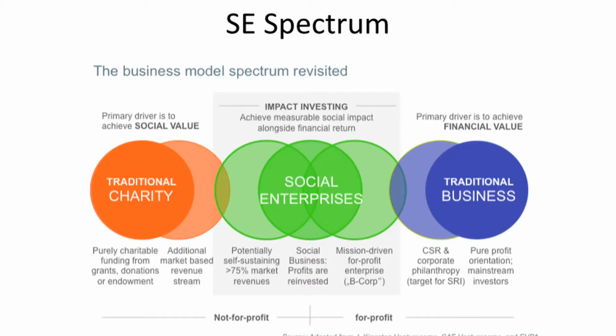Just a couple more slides to talk about business models. Remember there's a continuum, and they're overlapping, so they're not distinct boxes. You're moving from charity, to different types of social enterprise, to different types of traditional businesses. And there's no one size fits all. You might be somewhere along the spectrum in your business model.